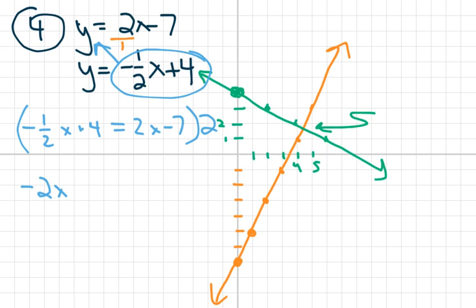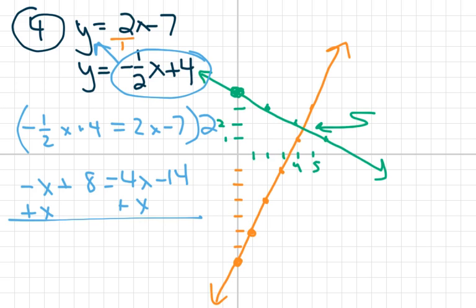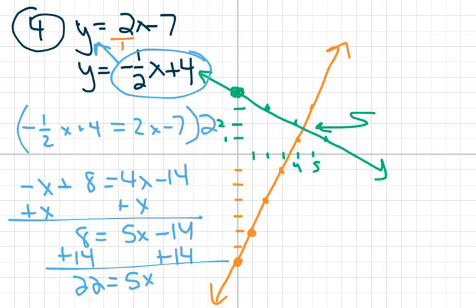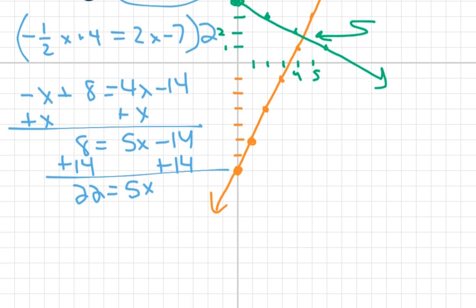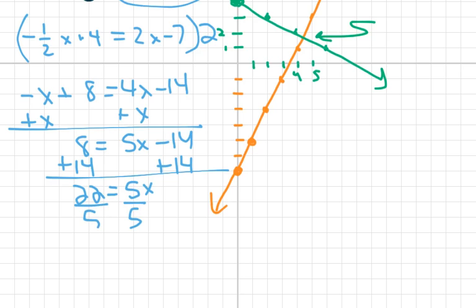So I get -1x plus 8 is equal to 4x minus 14, and then I'm going to add x to both sides. And then I'm going to add 14 to both sides. And then I'm going to divide by 5. And I'm going to find out that x is 4.4. Who would have thought it? And then I'd plug it back in to either of the original equations. And I would find out that y is 1.8.